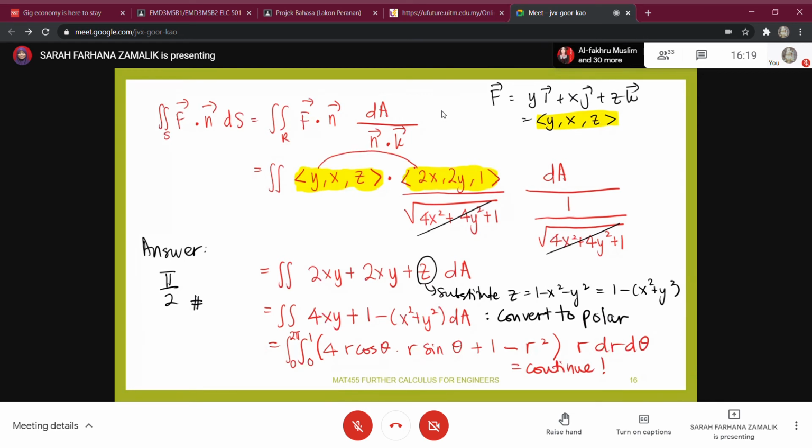So Y multiply with 2X, you get 2XY and then plus. X multiply with 2Y, you get 2XY and then plus. Z multiply with 1, you get Z. Because this is dot product. So once again, masukkan je komponen. So ni, yang komponen tengah ni, vector unit normal N. And then dA divide by unit normal N dot with K tadi, yang kita dah kira tadi, 1 divide by the square root of this one. So yes, boleh cancel out, boleh simplify. So cancel, because both are at the denominator. So bolehlah cancel sebab tu awak dapat 1 je kat situ.